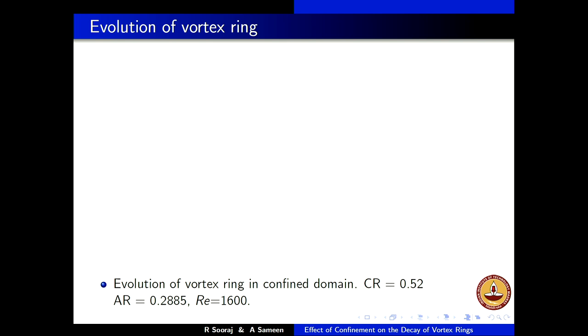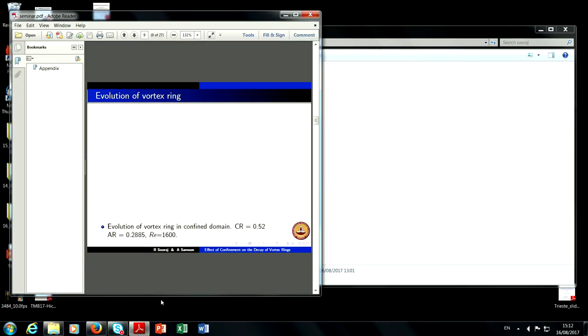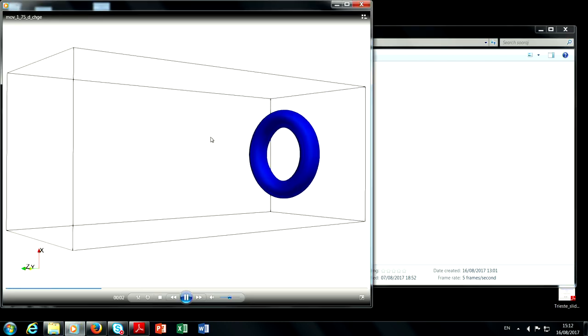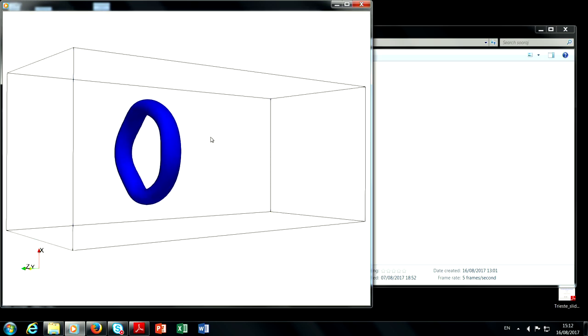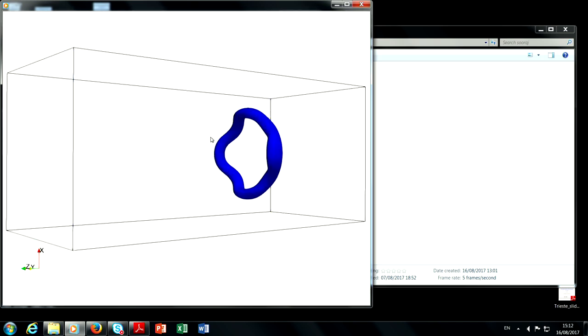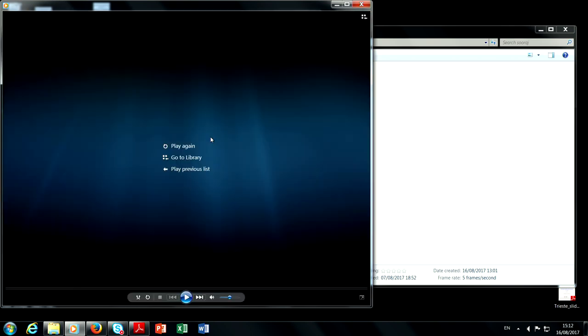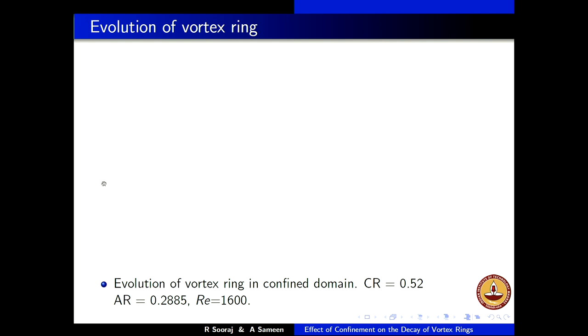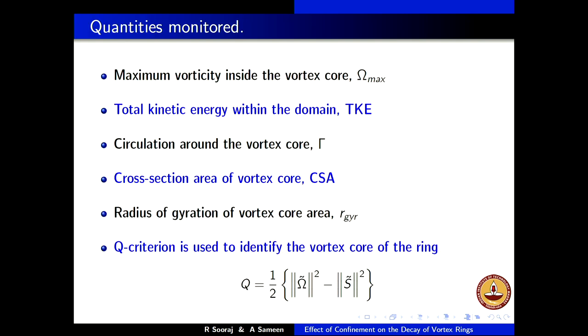So this is just a movie. This is how the vortex ring evolves inside the confinement domain. You can see our confinement is not axisymmetric, and that induces an asymmetry in the evolution of the vortex ring. That movie was for the confinement ratio 0.52, aspect ratio 0.2885, and Reynolds number of 1600.